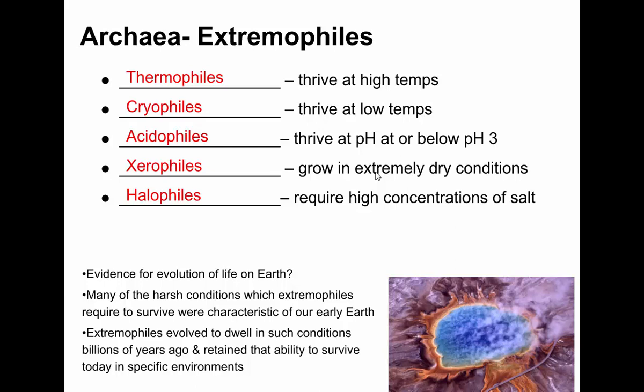And so scientists think that through their research, some of these archaea were probably some of the first forms of life that evolved on Earth. The early atmosphere of the Earth was much different than it is today. Much different types of chemicals were present. And so these archaea had evolved under those conditions, and then survived into modern day, still living in these extreme conditions. They've retained that ability.